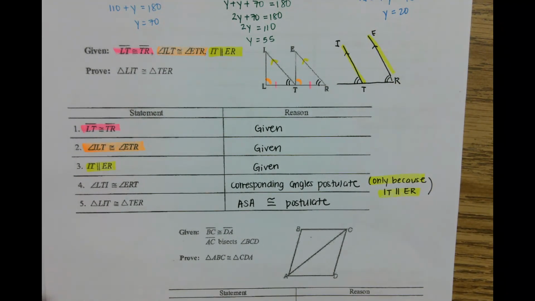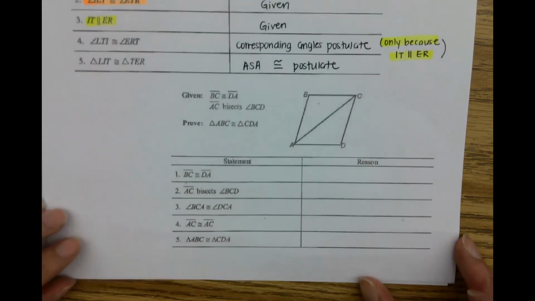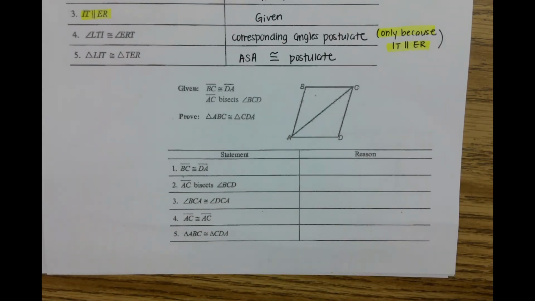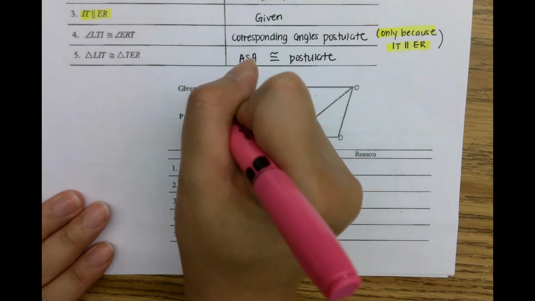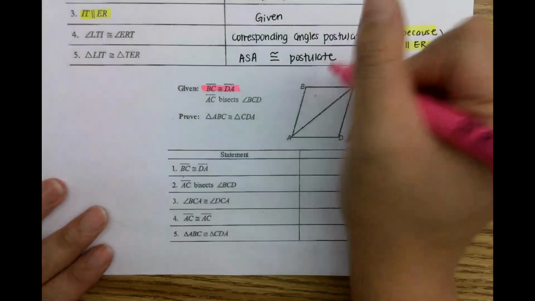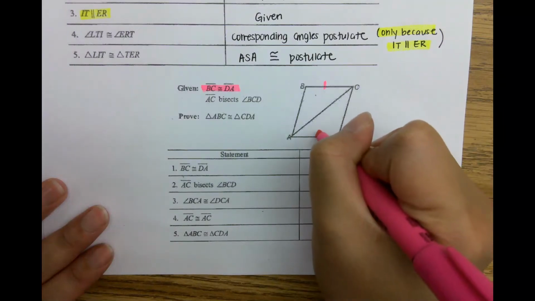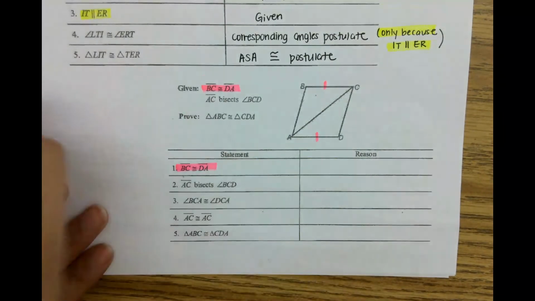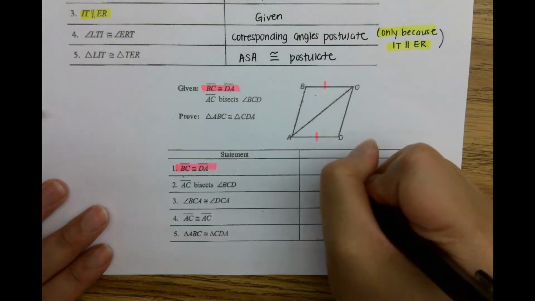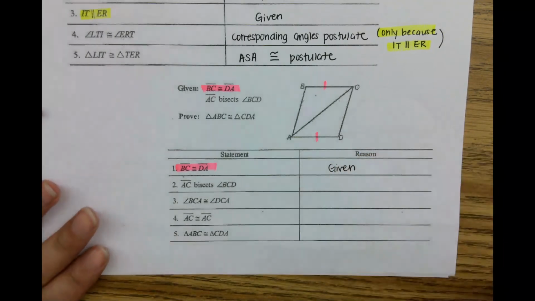Okay, moving on. So here, the first thing I'm given is that BC is congruent to DA. So I'm going to mark that. So BC congruent to DA. I'm going to write it as my statement that it is given to me.